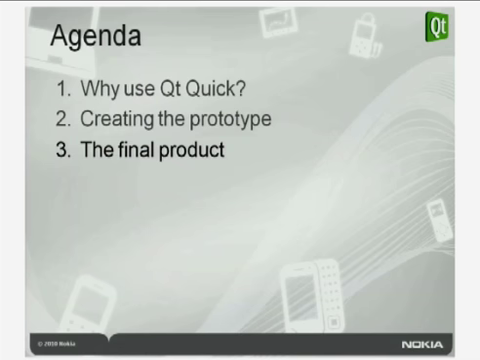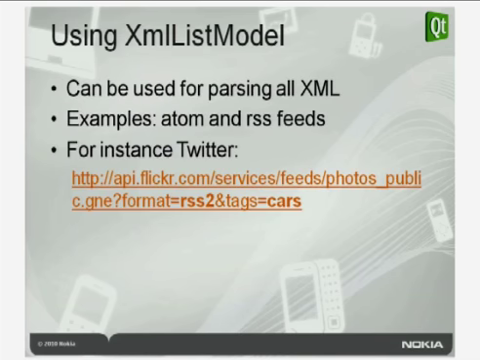So I'm going to demonstrate one of the coolest features I've seen in QML, and that's the XML List Model. The XML List Model is basically a XQuery-based model that can be used for parsing any type of XML. And if you're a web developer, you know that most of the APIs out there for Flickr, for Twitter, and for all the popular web services are basically based around Atom or RSS feeds. So, for instance, if I want to access data directly from Flickr, I can use this URL directly.